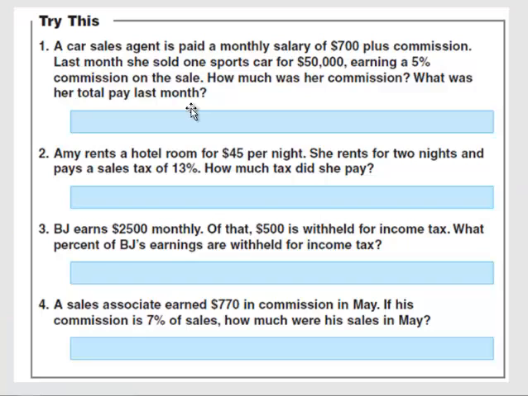You have 1, 2, 3, 4 try-this problems. I want you to try them on your own and show them to me tomorrow in class.